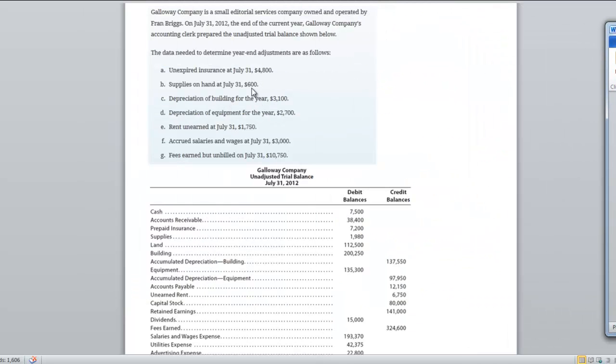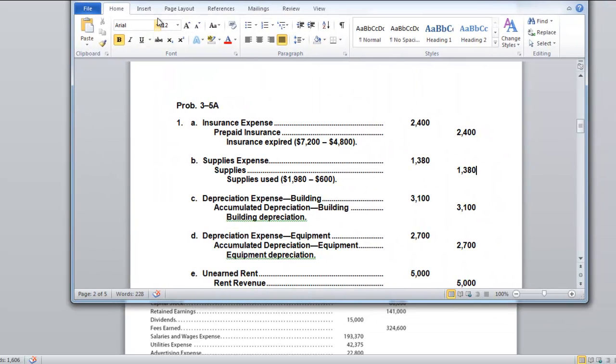Depreciation of building for the year, $3,100. So with the depreciation expense, we record that as an increase with a debit, and instead of actually crediting the asset, the building itself, we use this accumulated depreciation account, and this is called a contra account. So that's very, very important to know that.